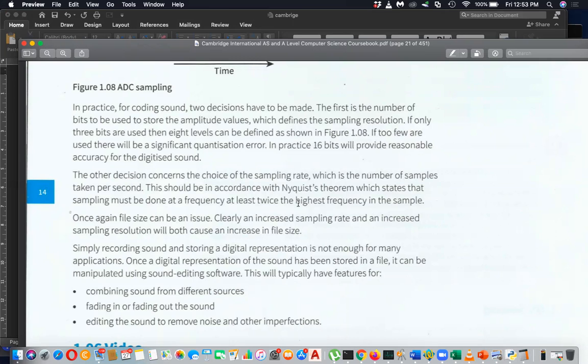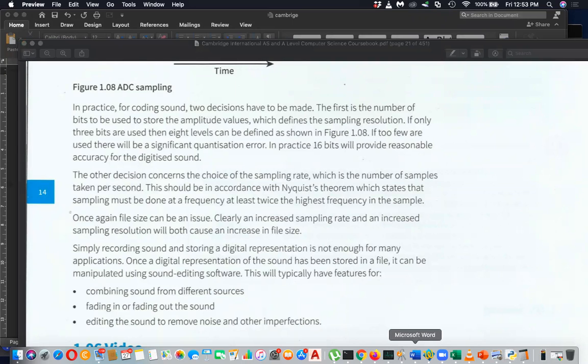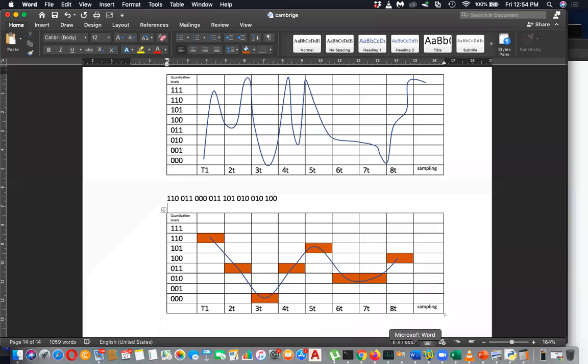So what they have explained is that you have to take twice the highest frequency. You have to go and analyze the signal first, and then take two times the highest frequency to stop damage in the sound signal. So that is the theoretical part.